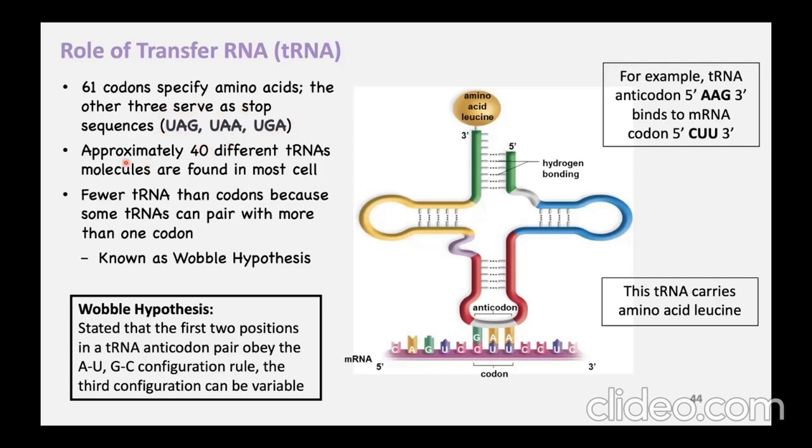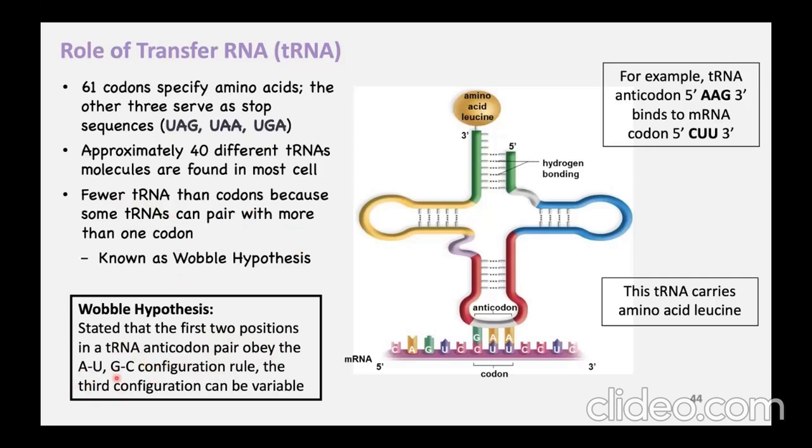So approximately 40 different tRNA molecules are found in most cells. So there are 40 tRNAs, but there are 61 codons, or actually 64 in total. There are fewer tRNAs than codons because some of the tRNAs can pair with more than one codon. This is known as the wobble hypothesis. The wobble hypothesis states that the first two positions in the tRNA anticodon pair obey the AUGC configuration, which is Chargaff's rule, but the third position can be variable.